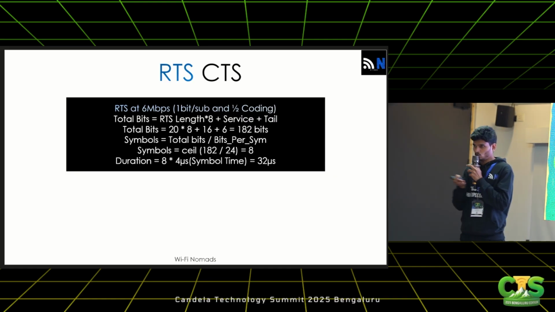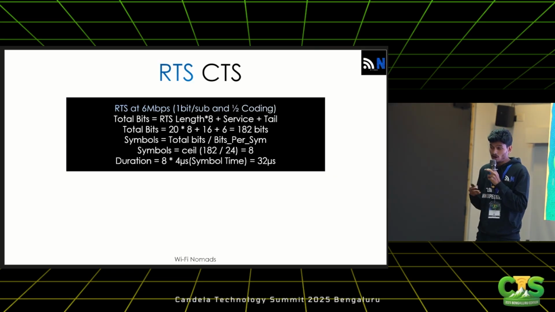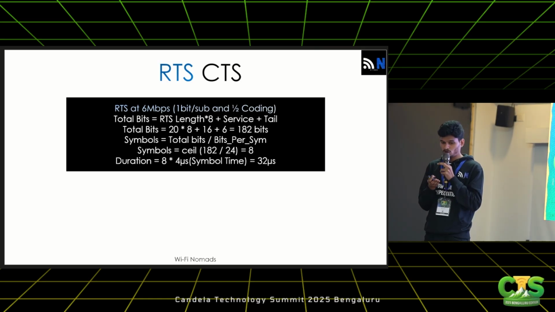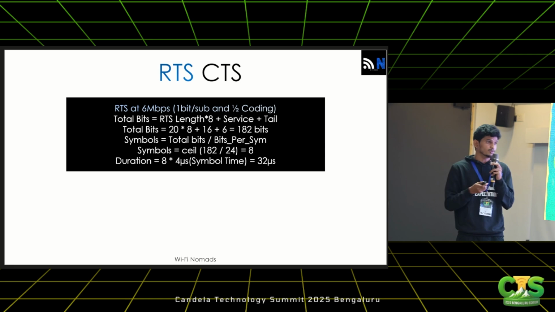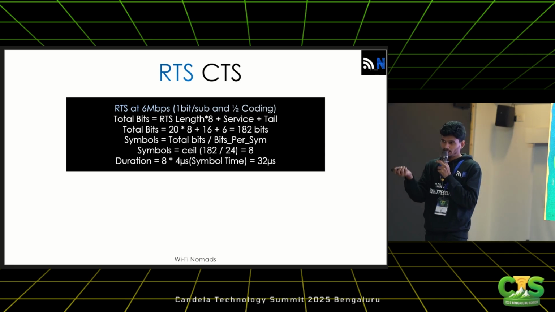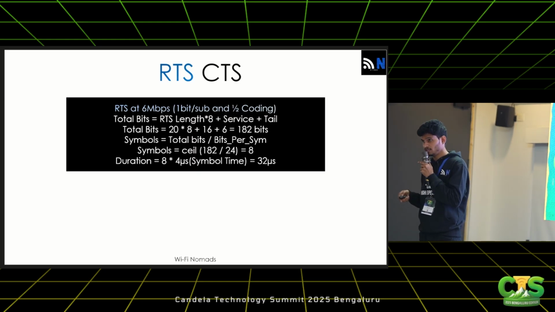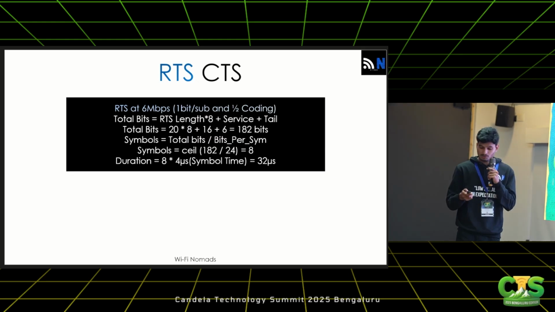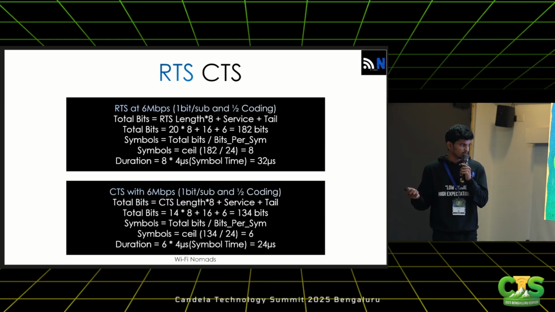We take the total number of bits, and once we get the total number of bits, we calculate how many symbols are required to transmit all these bits. Once we get the number of symbols required, and we know how much time is taken to transmit one symbol, we multiply those many symbols with the duration. In this example, 4 microseconds is the symbol time, which includes the guard interval. Then you will get the overall transmission time. It is similar for CTS also, so you can check it out later.